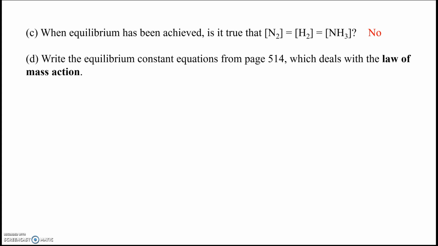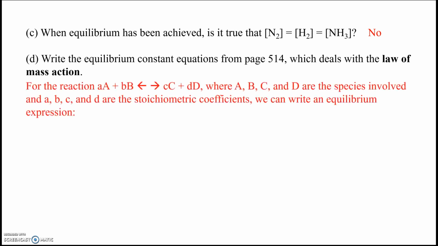Now, we want to write an equilibrium constant equation from page 514. This is page 514 in our book, our Zumdahl and DeCoste book, which deals with the law of mass action. This is very important, and this is where the conditions of equilibrium come from. We're going to use this largely through the rest of the semester. For the reaction aA plus bB reacts to form cC plus dD, where capital letters A, B, C, and D are the individual molecular or ionic compounds involved, and the lowercase letters a, b, c, and d are the stoichiometric coefficients, we can write an equilibrium expression, and it looks like this.